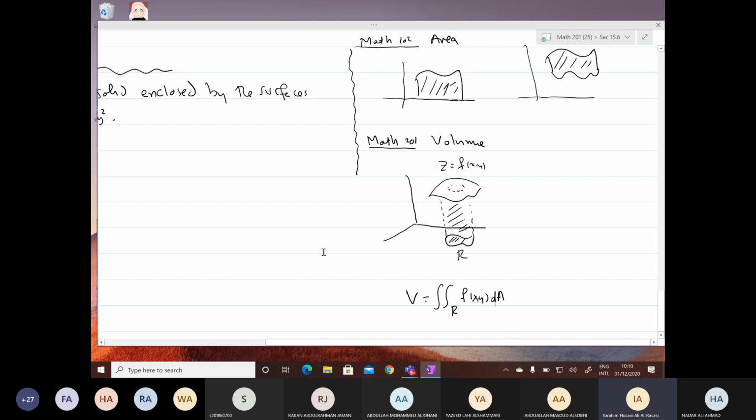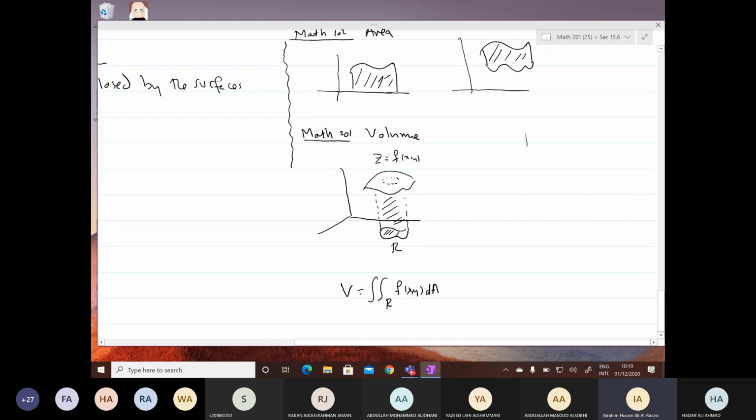Okay. Now, what about the following? The new thing now. We have a surface here, z equals g2(x, y), and another surface here, z equals g1(x, y). And I need to find the volume of the solid between them. The volume between two surfaces. Here is a volume above a region under one surface, and here a volume between two surfaces. Very different.